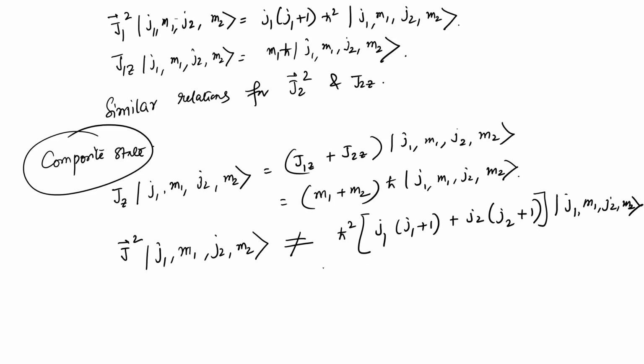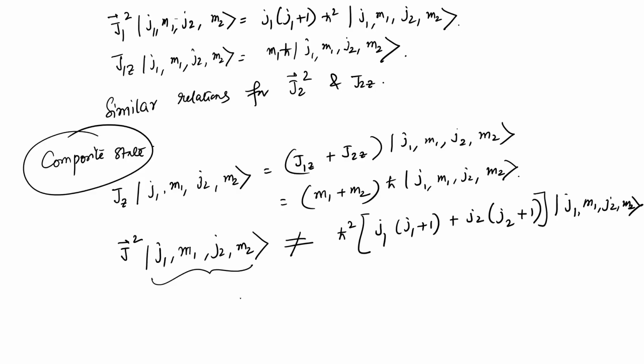So, this is not correct. If you write an equality, then it will be incorrect. The reason is that we have told that for this J square, this basis is not a correct basis, okay. But it works fine for each of these J1 square and J2 square and J1Z and J2Z.